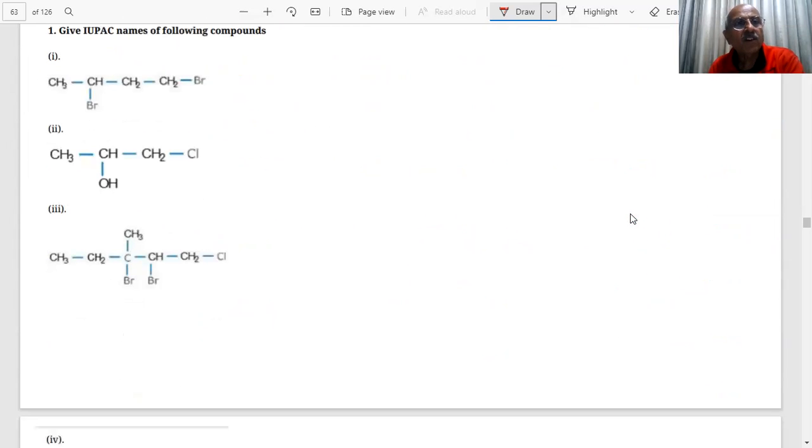There was a question in the paper two years back: write the IUPAC name. One, two, three, four. One, two, three. Sir, the first one will be 1,3-dibromobutane. 1,3-dibromobutane. Okay, that is the correct answer.